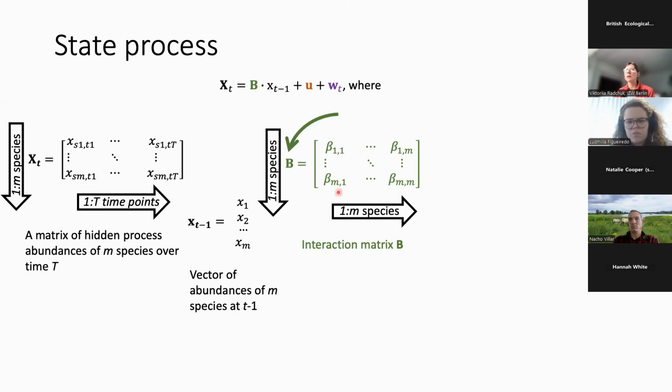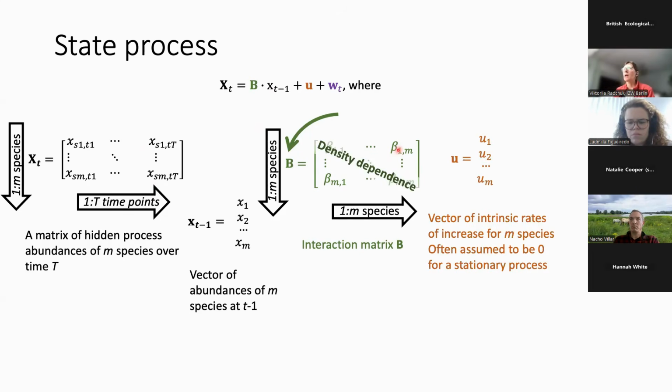And I already described that the values in this matrix reflect the effect of the abundance of the species in the column on the population growth of the species in the row. Then finally, we have U. U is a vector of intrinsic growth rates of increase for our M species. They are often assumed to be zero to comply with the assumption of a stationary process. However, of course, in reality, systems are rarely found at their quasi-stationary equilibrium, and therefore to comply with that assumption, what's often done is that the abundances are demeaned.